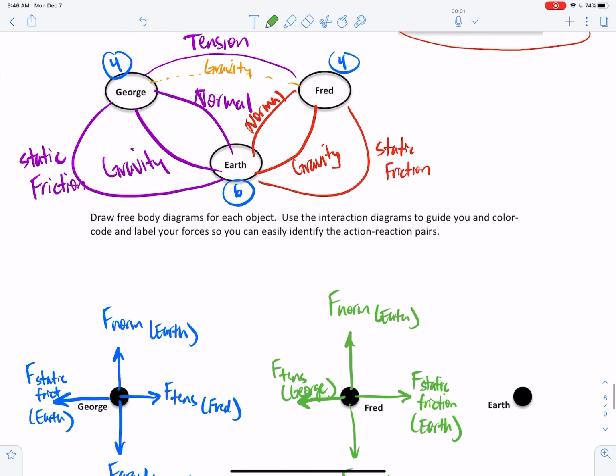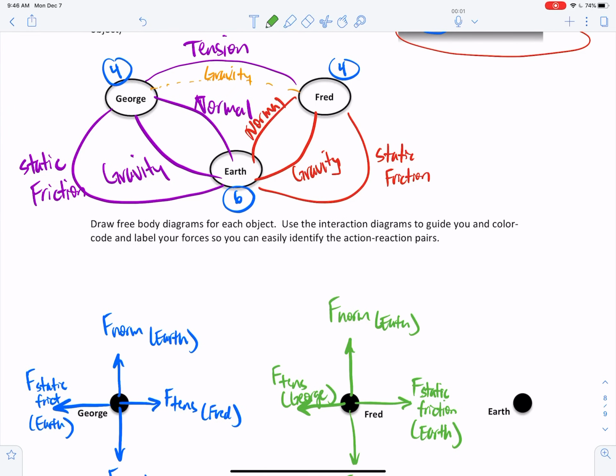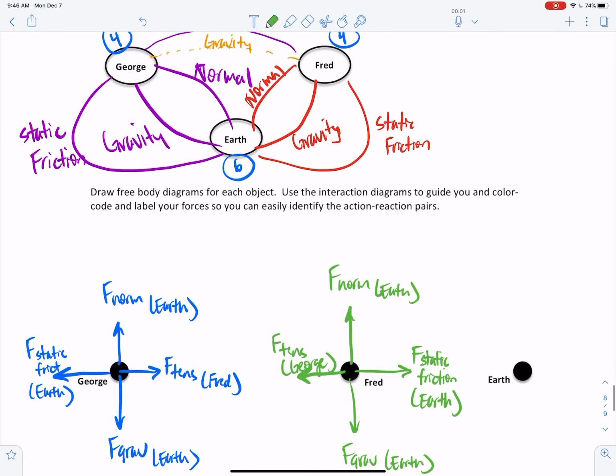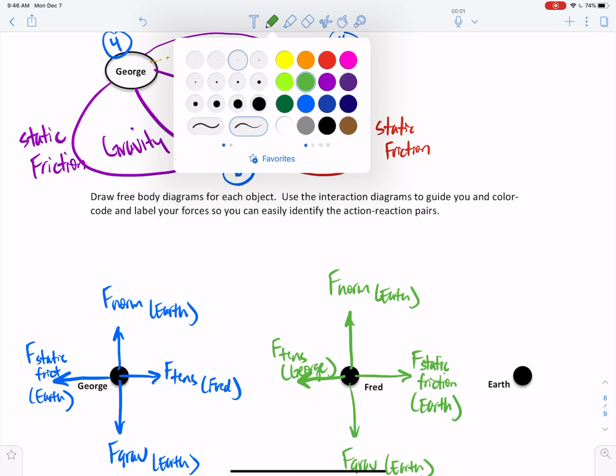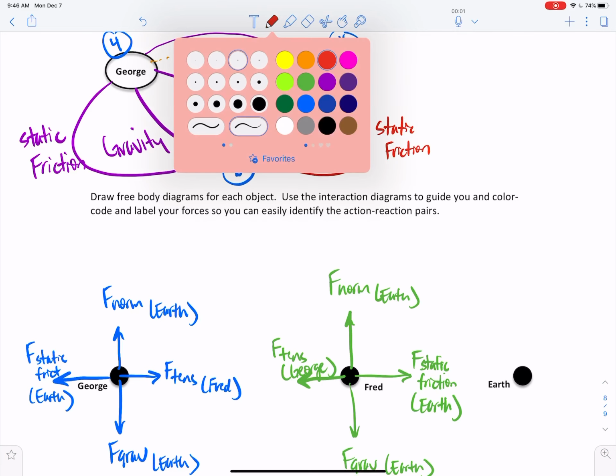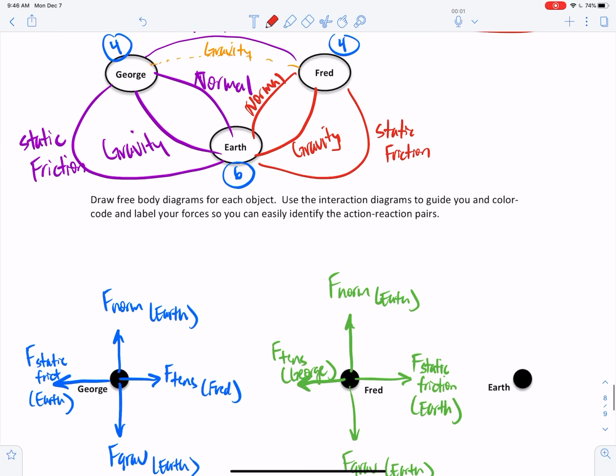Okay, so we're done with Fred. We've got Fred's 4 forces. Now the Earth has 6 forces. Okay, so it's going to be helpful to follow the lines in the interaction diagram. I'm going to go with red. Okay, let's start here. The Earth is going to interact with George through gravity here and the normal force. So let's try those. Gravity and the normal force.